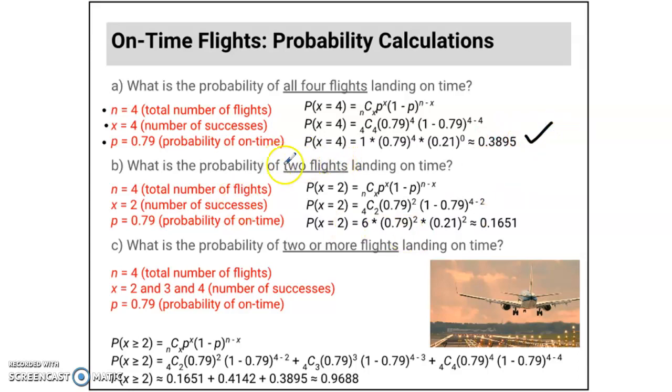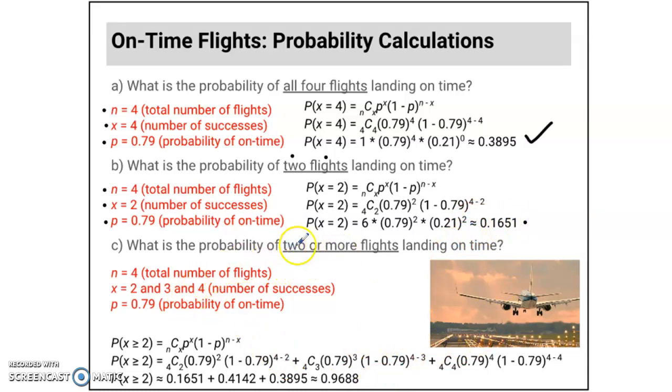The probability of 2 flights landing on time, that means the probability of 2 successes. So now my success number is 2, my number of total trials is still 4, and my probability has not changed, obviously, because that's one of the conditions for binomial probability. Here's my probability, which is 0.1651. This squiggly equals means I rounded it.